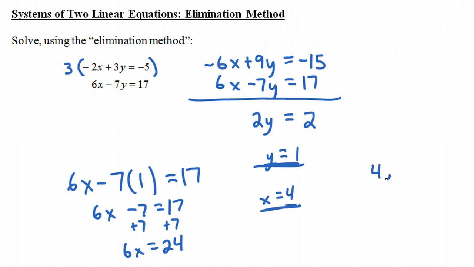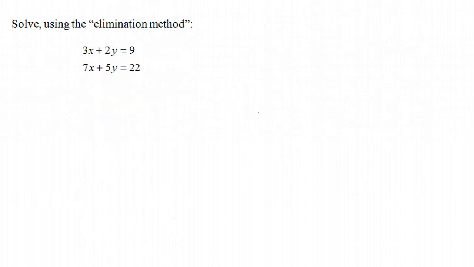Okay, so the solution is 4 comma 1. And again, you can check that if you plug in 4 for x and 1 for y, both of these equations will be true. Okay, so this was using the elimination method. It's called elimination because we eliminated the x's. Okay, now let's do another problem where we solve using the elimination method.